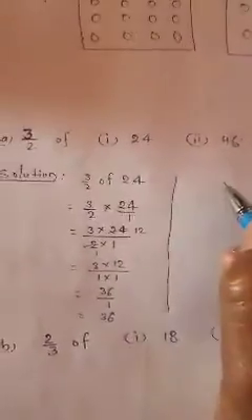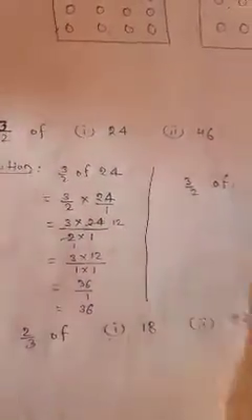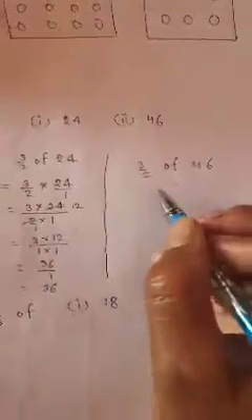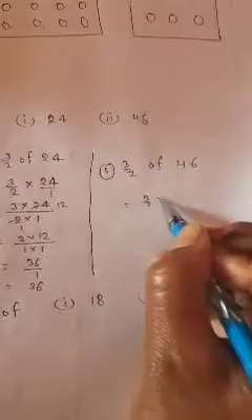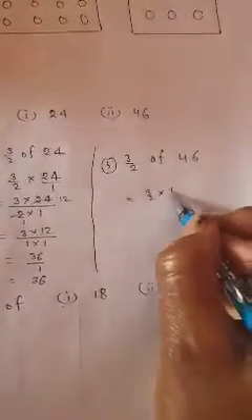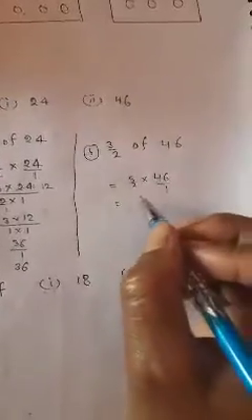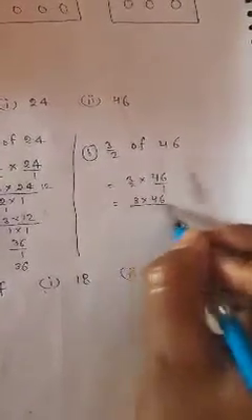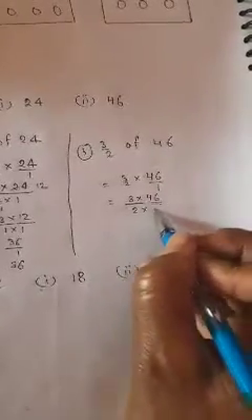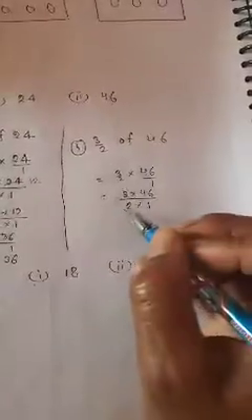Similarly student, we can also solve 3 upon 2 of 46. So 3 upon 2, remove the 'of' and multiply by 46. 46 can be written as 46 upon 1 because it has no denominator. So multiplying numerator to numerator and denominator to denominator. Here 2 and 46 both are even numbers, so divisible by 2.